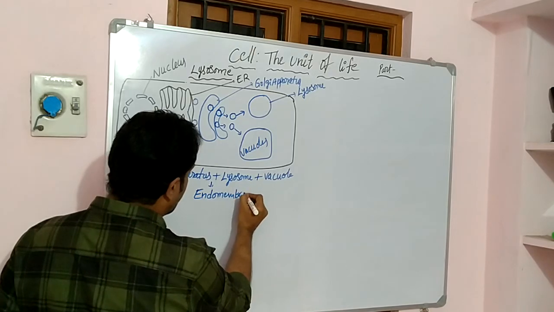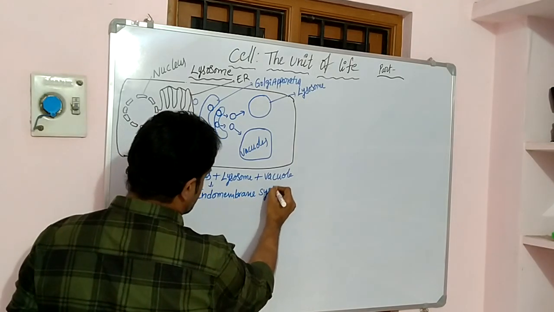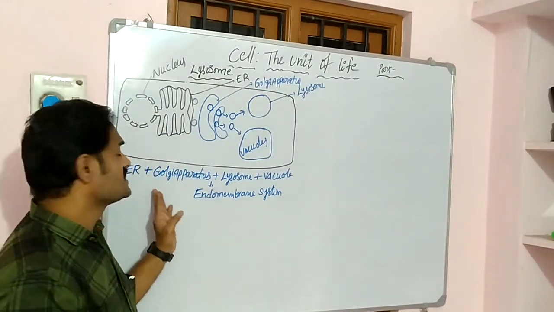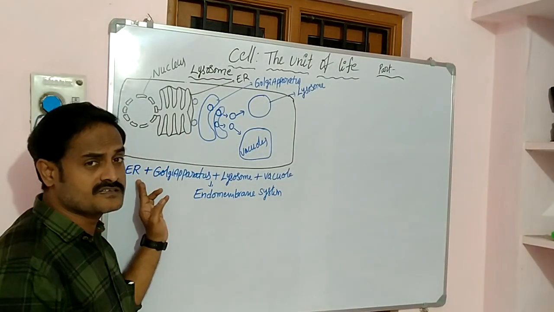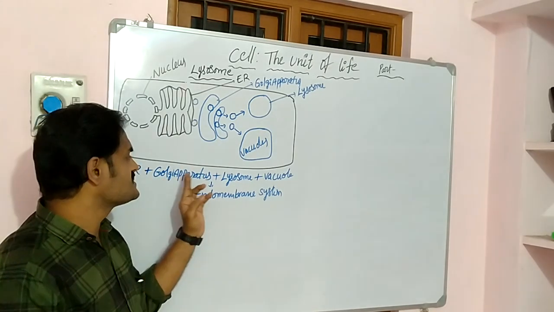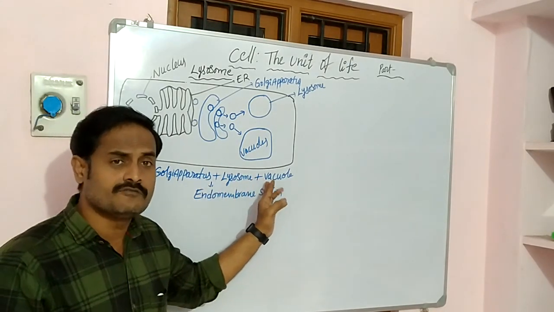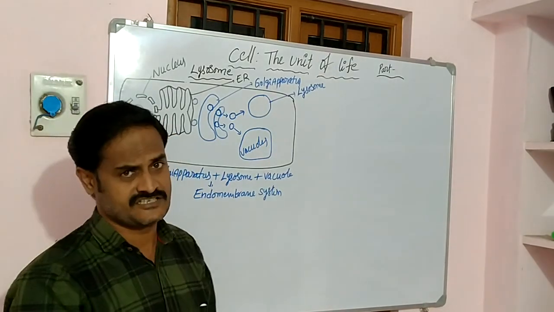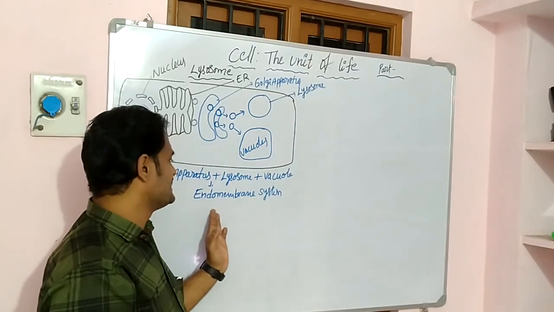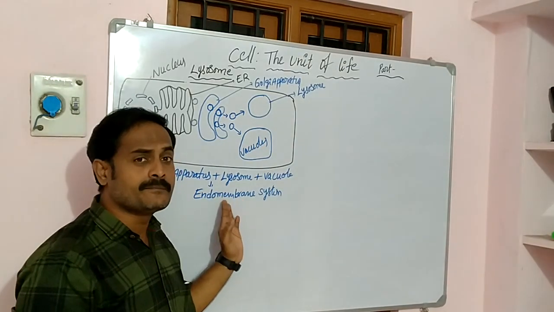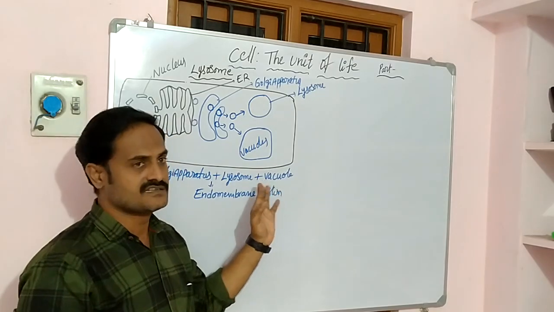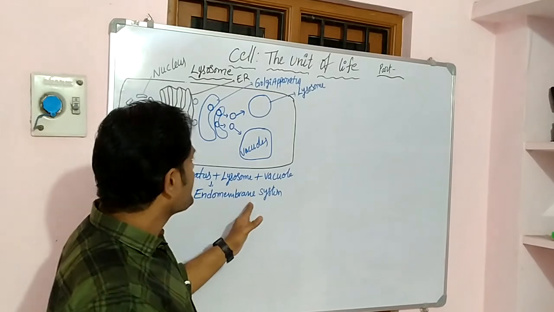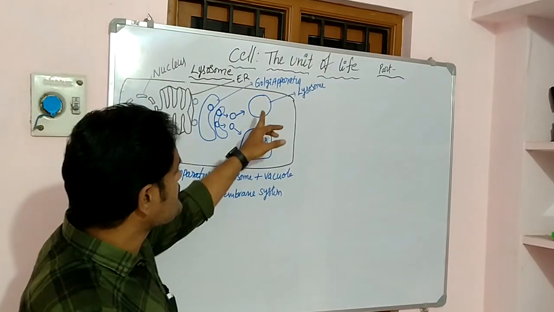Endomembrane system. So what does endomembrane system mean? The combination of the endoplasmic reticulum, Golgi apparatus, lysosome and vacuole together is called the endomembrane system. Endo means inside. Membrane means membrane bounded cell organelles. So this is called the endomembrane system. Okay, now coming to the lysosome.